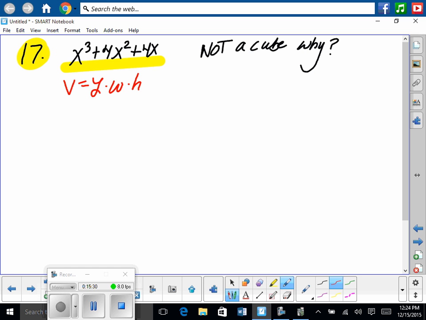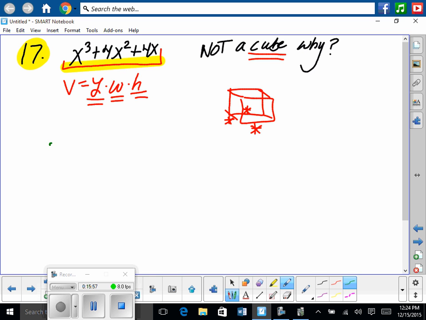Well, if it was a cube, then wouldn't all the dimensions be the same? If we have a true cube, then every piece of it is equal. So our length would be the same as our height, the same as our width. So really, we would have a cube if the length times the width times the height, if those factors were all the same. Well, the only way to tell the factors is to actually factor it. So I'm going to look at that piece and factor it.